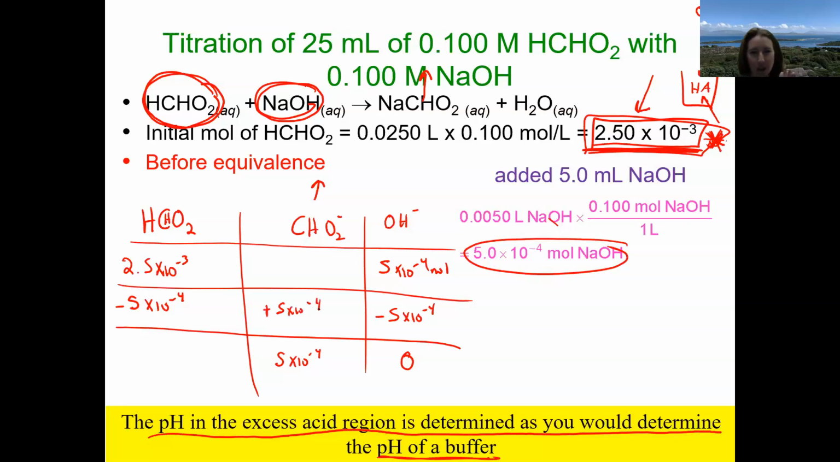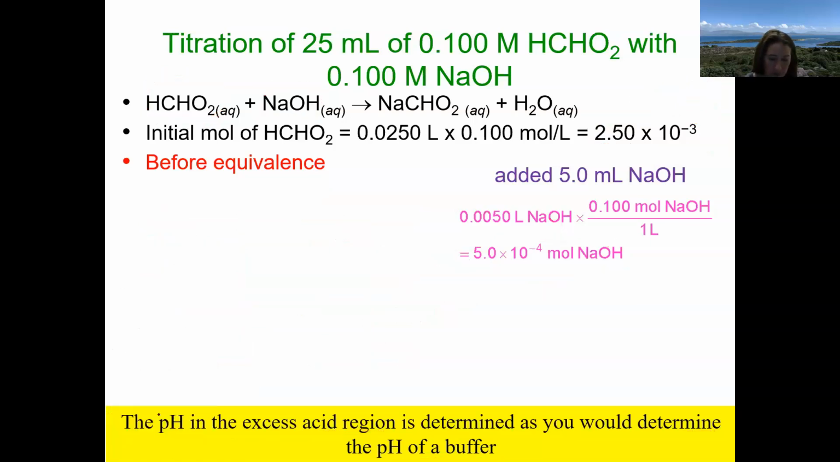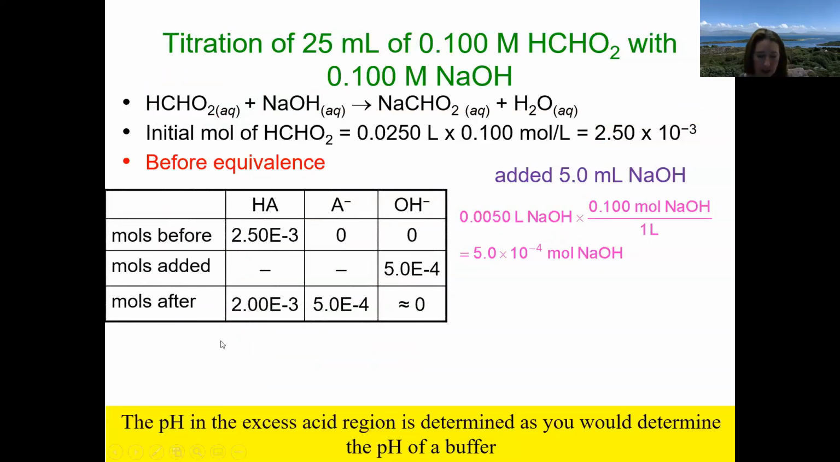I do my moles table a little bit different than the book does. And so this one, we just subtract it, which ends up being 2 times 10 to the negative 3 when you subtract it out, right? So I'll show you a nice moles table, and then I'm going to do it using Le Chatelier's again. So if we add this, it's going to react with this.